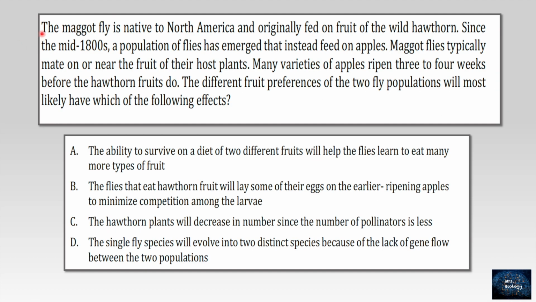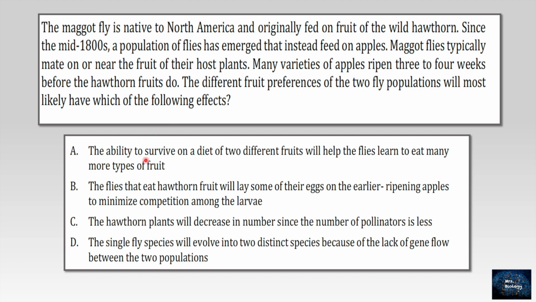Let's see this question. The maggot fly is native to North America and originally fed on the fruit of the wild hawthorn. Since the mid-1800s, a population of flies has emerged that instead feeds on apples. Maggot flies typically mate on or near the fruit of their host plants. Many varieties of apples ripen 3 to 4 weeks before the hawthorn fruits do. So by default, it will affect the fly. Now, the different fruit preferences of the two fly populations will most likely have which of the following effects? So we want to see how that affects these populations of flies.